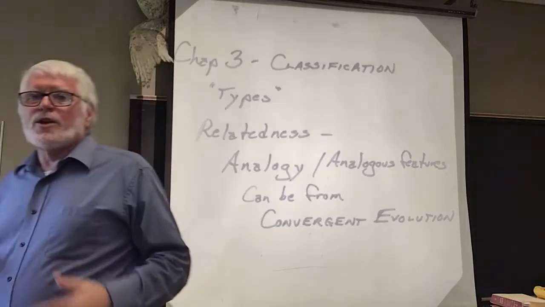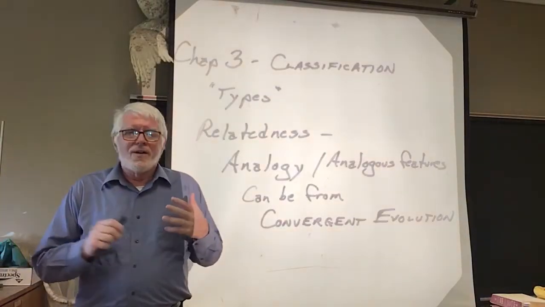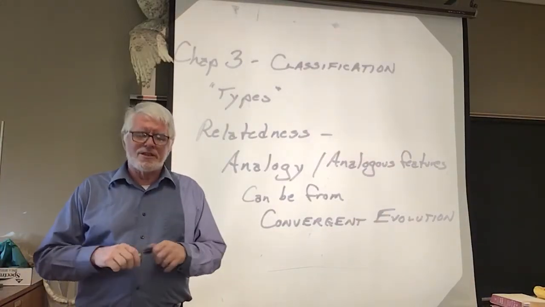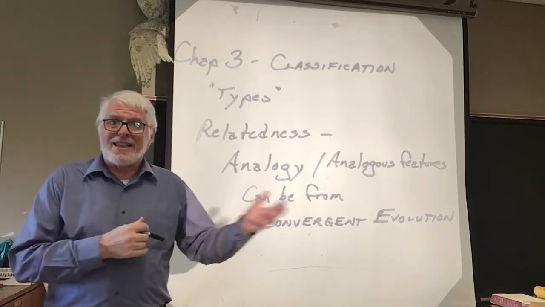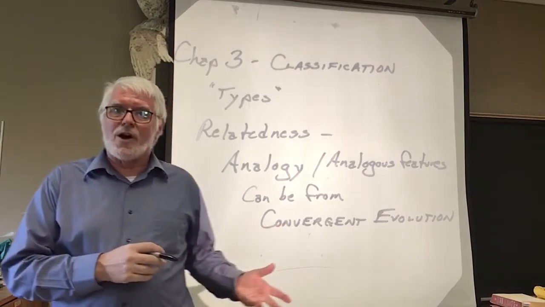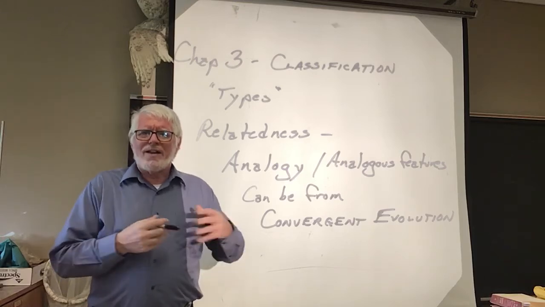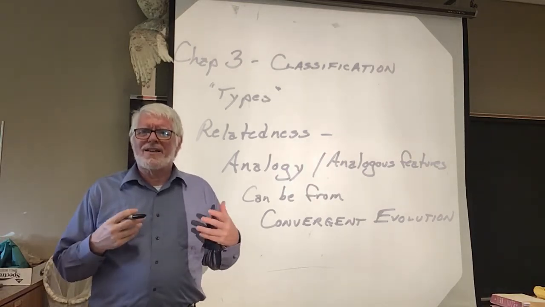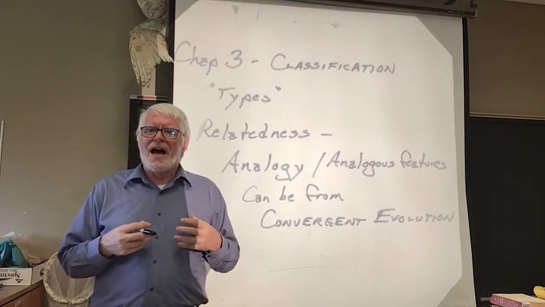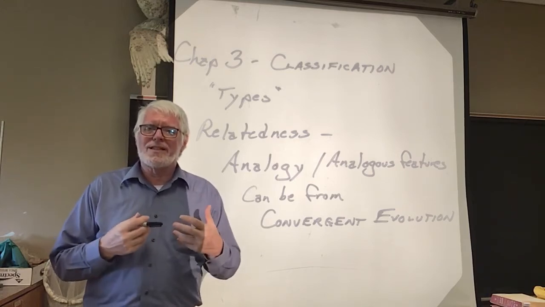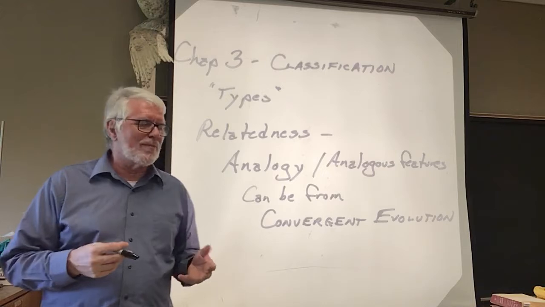A dolphin, a tuna. One's a mammal, one's a fish. An ichthyosaur looked an awful lot like a dolphin. That was a reptile. Why do you have these different things that resemble one another? Because they're doing the same thing.